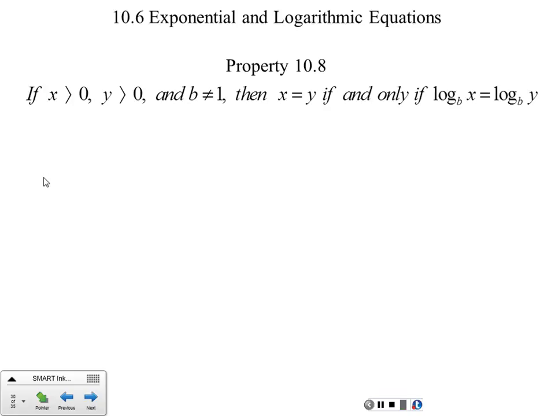Alright, so exponential and logarithmic equations. We've already talked about this a little bit, so now what are we going to do? Well, if x is greater than 0 and y is greater than 0 and b is not equal to 1, just wrap your head around that, then x equals y if and only if the log base b of x is equal to the log base b of y. So this is how we're going to use this little property, and it'll make more sense when we use it. Basically, it's just saying that your arguments are going to be equal to each other.